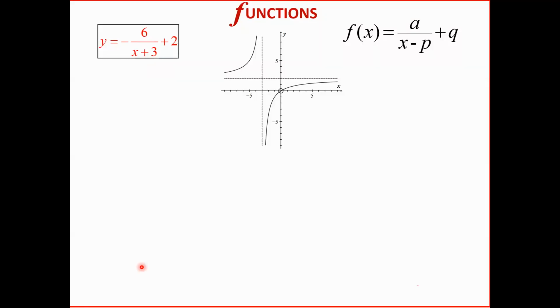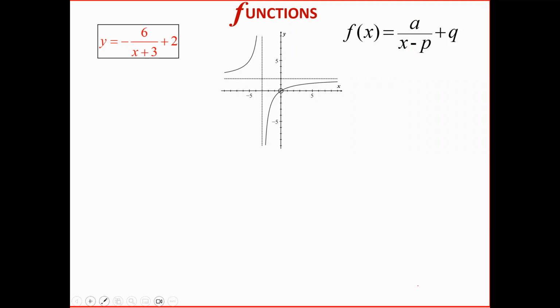Okay, as I was saying, when we started here, now we're looking at our first function, which is your hyperbola. And if we investigate the equation, minus 6 over x plus 3 plus 2, this actually tells us a story. And if we look on my right-hand side, you will notice that the general form of the equation of the hyperbola is f of x equal to a over x minus p plus q.